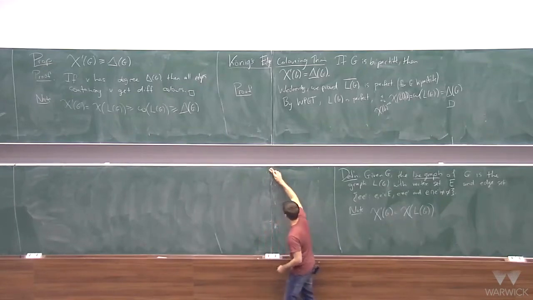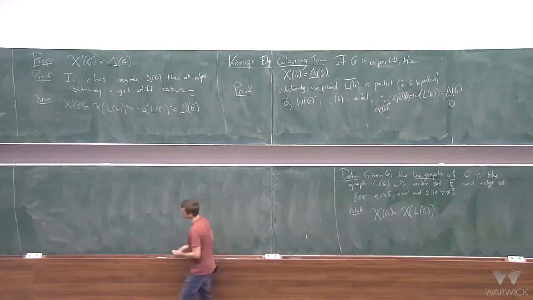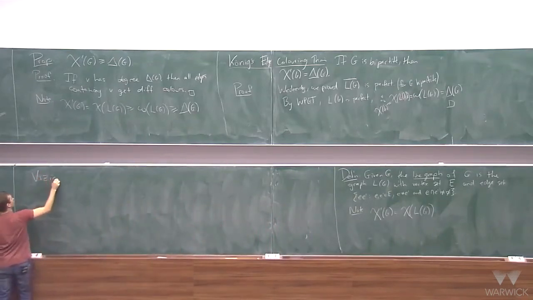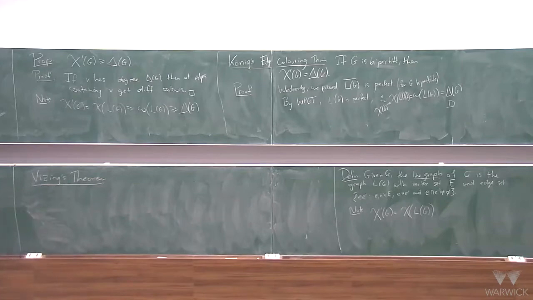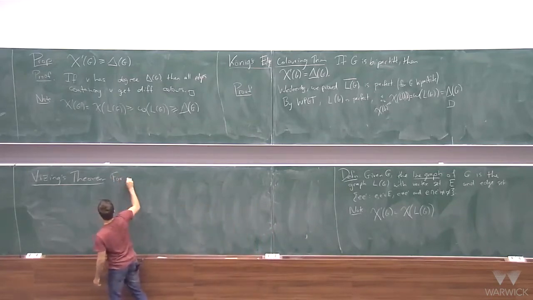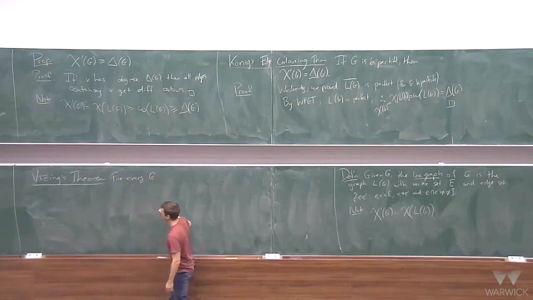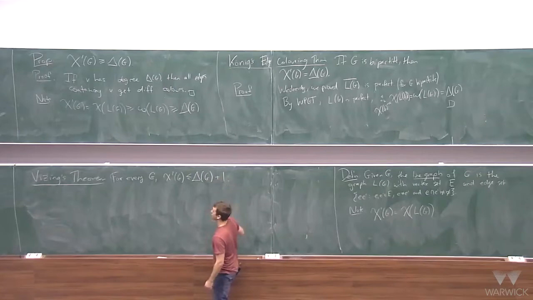Okay, so what I want to focus on for the rest of the time today is something called Vizing's theorem. We had this trivial lower bound for every graph that the chromatic index is at least the maximum degree. And for bipartite graphs, we know that it's actually equal to the maximum degree. Vizing's theorem says that if you drop this bipartite condition and you look at every graph, it's not that far away. So for every graph G, not necessarily bipartite or anything, the chromatic index of G is at most the maximum degree plus 1.